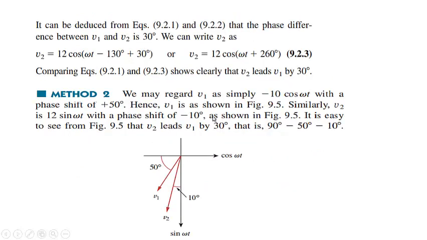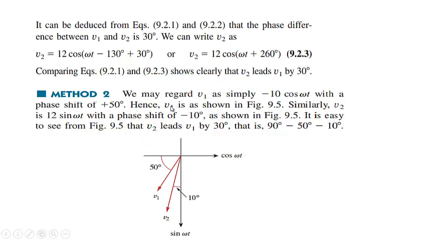Now coming to the graphical approach, we may regard V1 as simply minus 10 cos of omega t with a phase shift of plus 50 degrees. So this is the plus cos axis, this will be the minus cos axis, and plus angle. We have to add the 50 degrees in the counterclockwise direction. So we'll start from here and reach over here and we end up 50 degrees. So this will be V1.